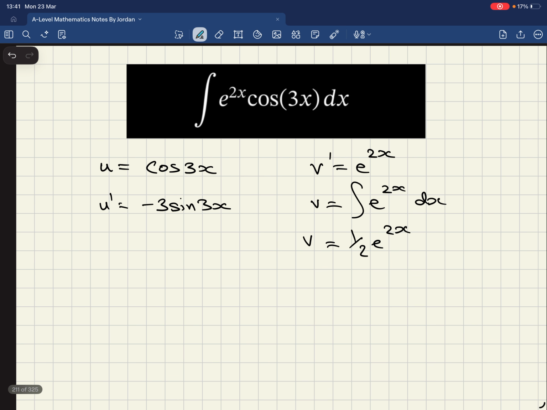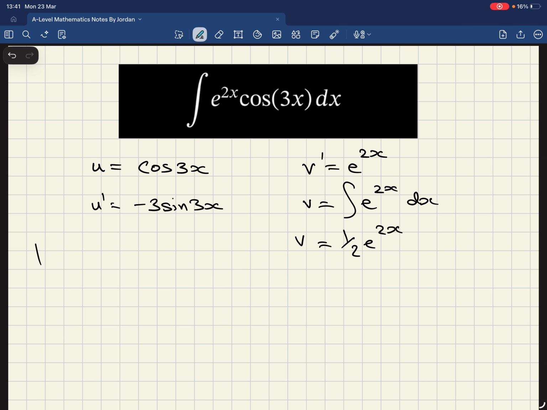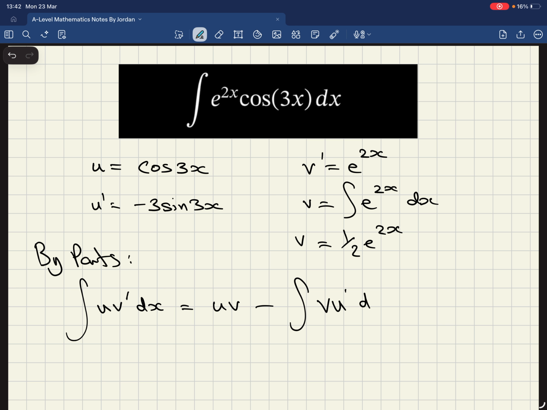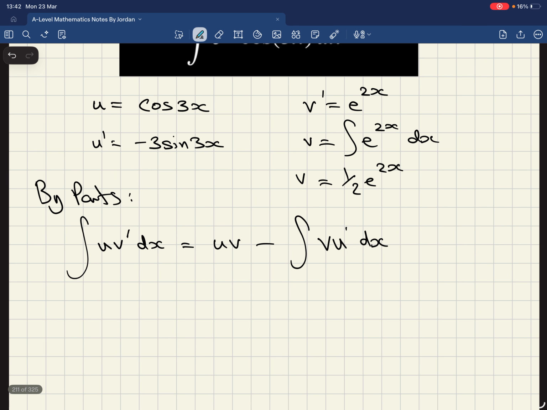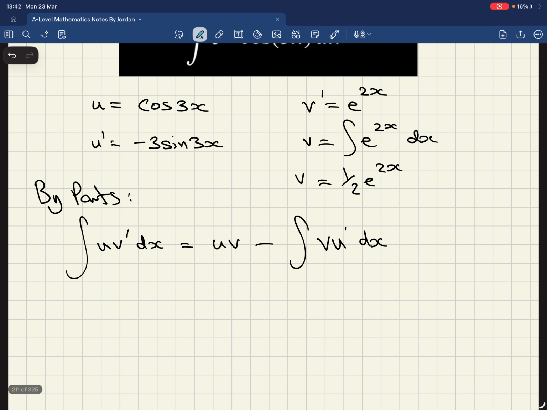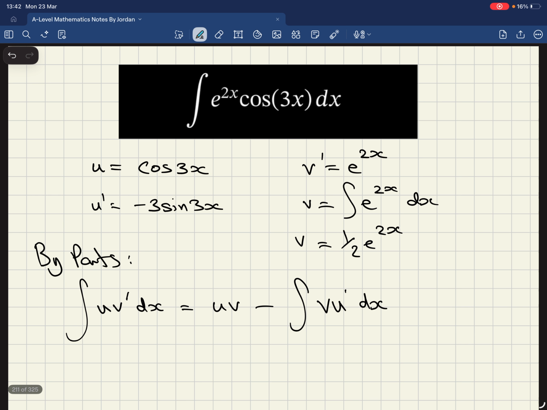Brilliant. By parts formula, just to remind you, if we have the integral of u v dash with respect to x, then this will give us uv minus the integral of v u dash dx. So all we need to do is to substitute into here.